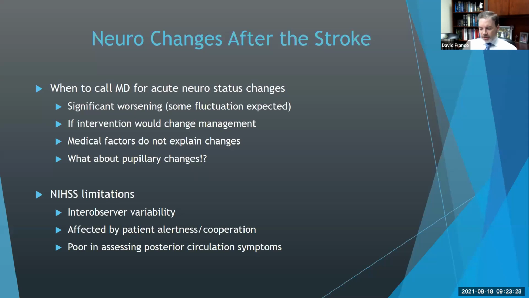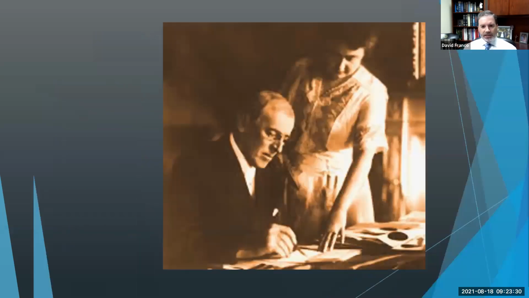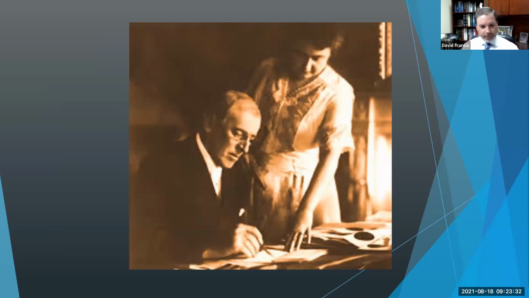All right, so that basically concludes my presentation. This picture is President Woodrow Wilson, who had a major stroke during his presidency, although they did a pretty good job of covering it up, so no one really knew until afterward. But I'll be happy to entertain questions.